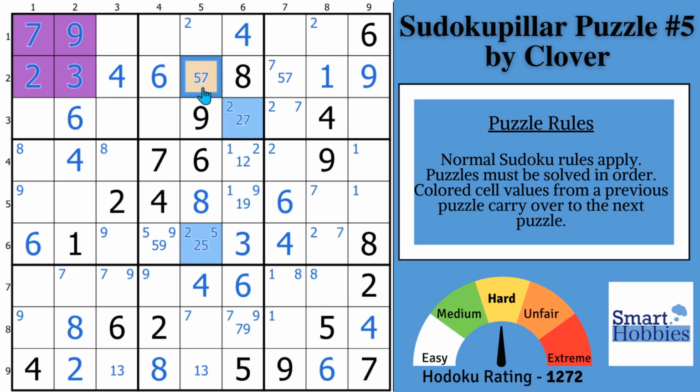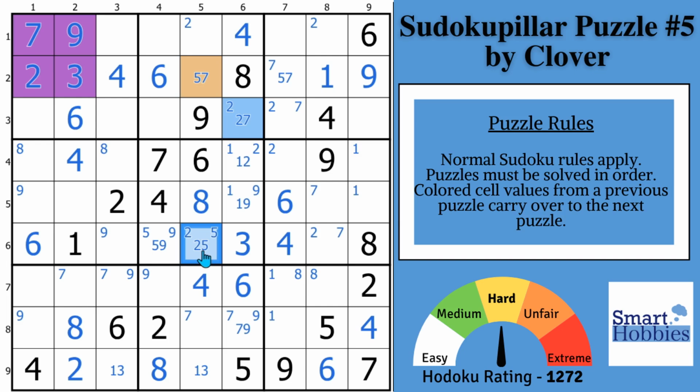And if this was a 5, then you know this cell has to be a 2. The only other possibility for this cell would be a 7. If that's a 7, that has to be a 2. Hopefully you can see, no matter what the orange cell is, you're going to have a 2 on these blue cells. This is a Sudoku XY wing.